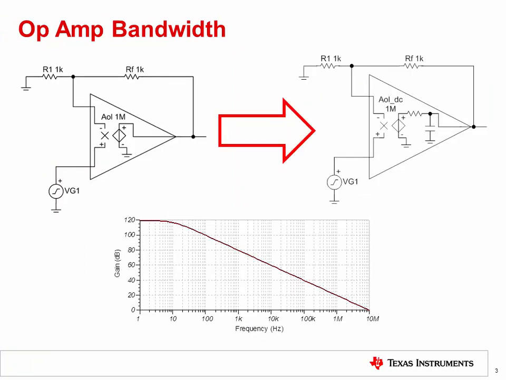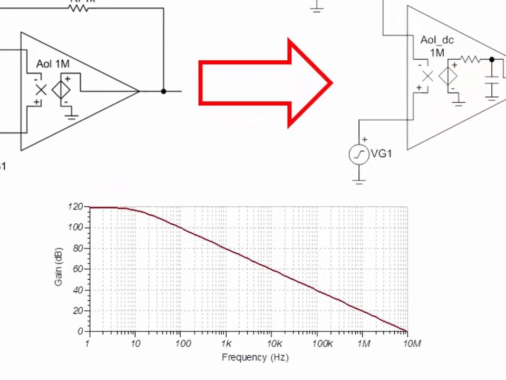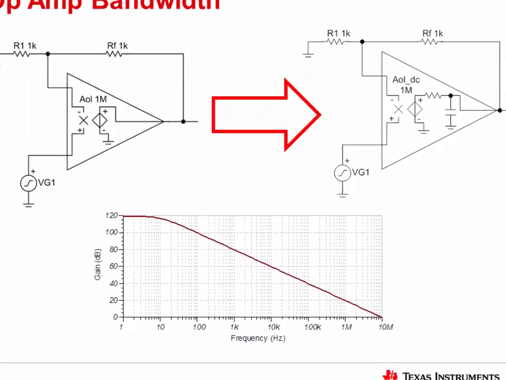In the real world, however, the open loop gain of an op-amp has a low frequency or dominant pole. This can be thought of as an RC filter, as shown here. This simulation depicts the open loop gain of a real-world op-amp. At DC, or low frequencies, AOL is very large. In this case, it is 120 dB, or 1 million volts per volt. As frequency increases, AOL decreases at a rate of minus 20 dB per decade. We see that at 10 MHz, the open loop gain is 0 dB, or 1 volt per volt.